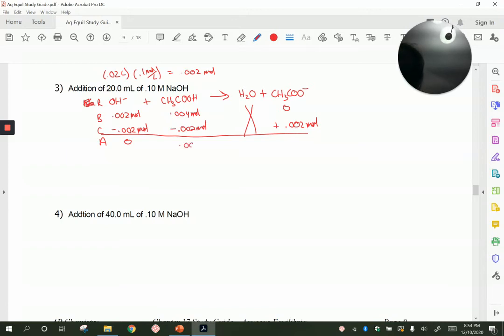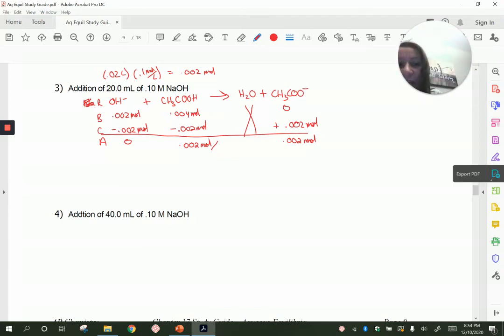I do have some of the acetic acid, and I have formed some of my acetate. So let's go ahead and divide by the total volume. I have 40 mL of the acid and 20 mL of the base, so that's 60 mL total, so 0.06 liters. So that's a third. This gives you 0.0333 molar for both.